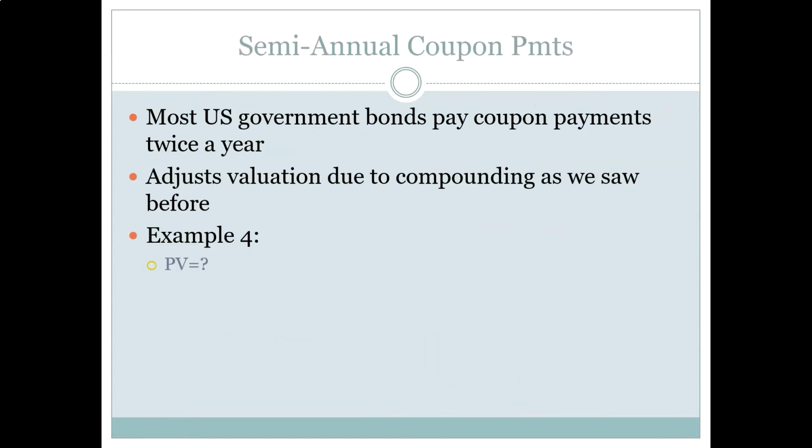Semi-annual coupon payments: we'll jump in and work an example so that we can see how a bond with semi-annual coupon payments is priced. Most US government bonds pay coupon payments twice a year. Lots of corporate bonds pay coupon payments twice a year. So this is super common. It's probably the most common payment structure for bonds.